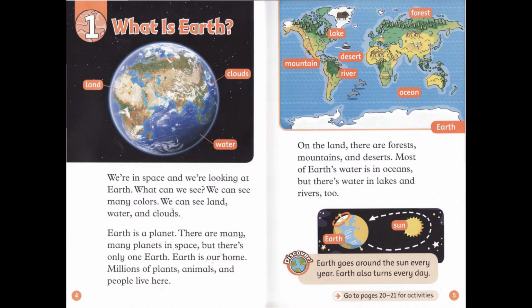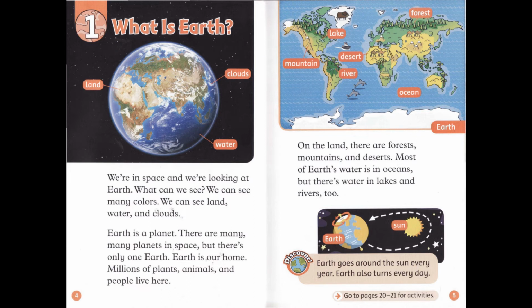Earth is our home. Millions of plants, animals, and people live here. On the land, there are forests, mountains, and deserts. Most of Earth's water is in oceans, but there's water in lakes and rivers too. Discover. Earth goes around the sun every year. Earth also turns every day.